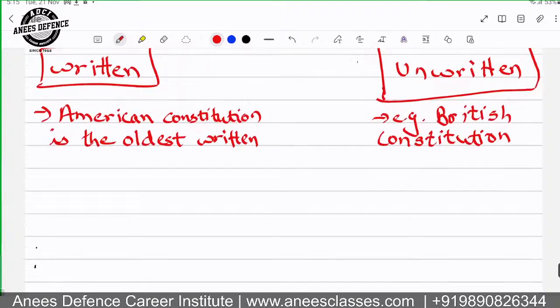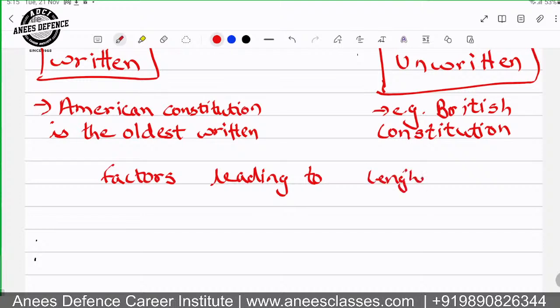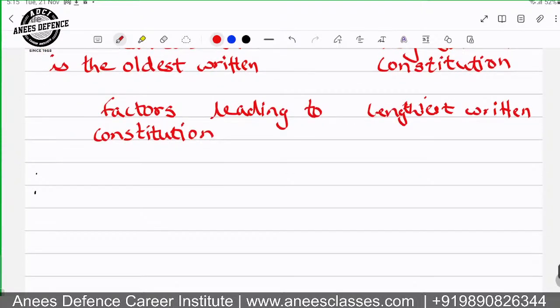Now, what are the factors that contributed to this length? Can anyone tell me why our constitution is the lengthiest written constitution? I had also explained this in the previous lectures. So let us continue.